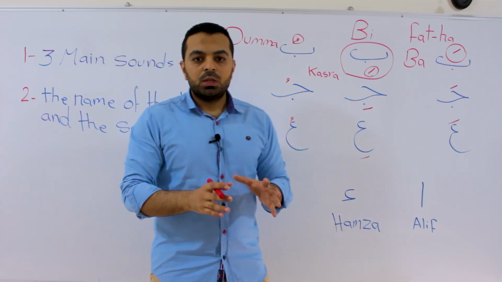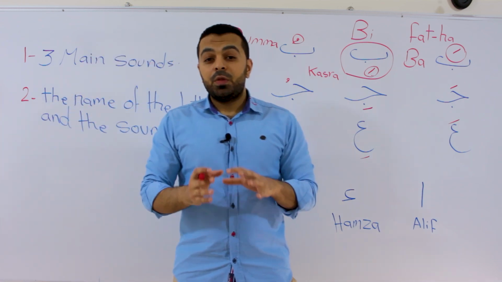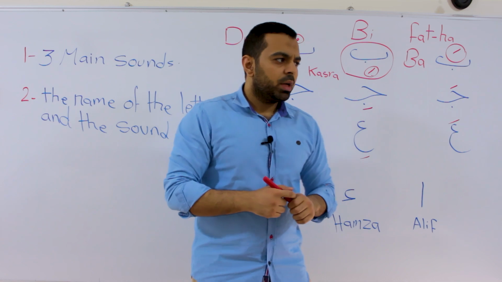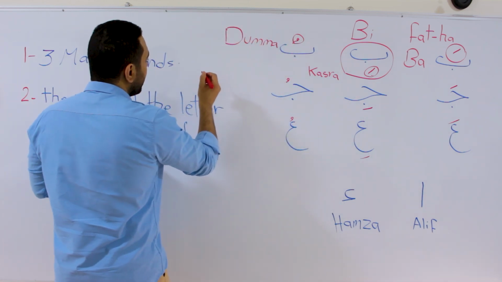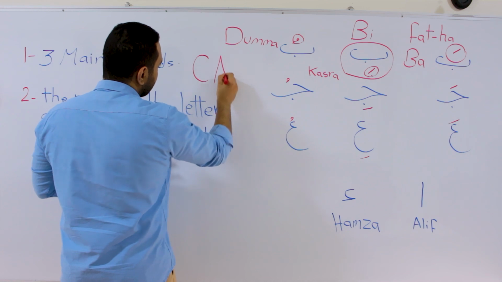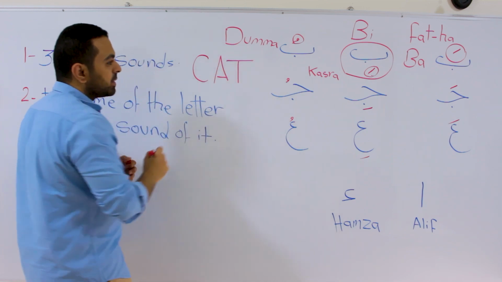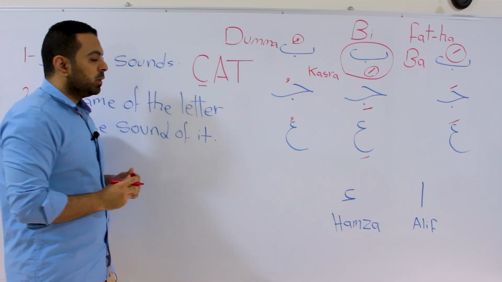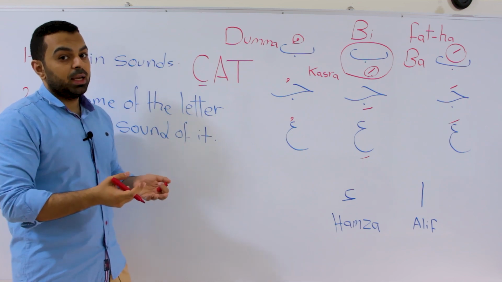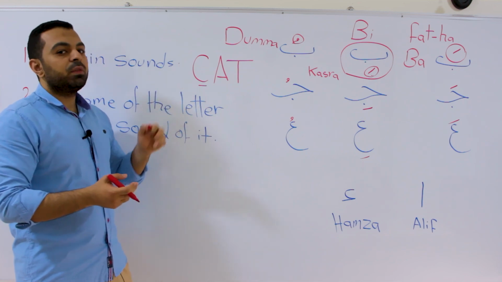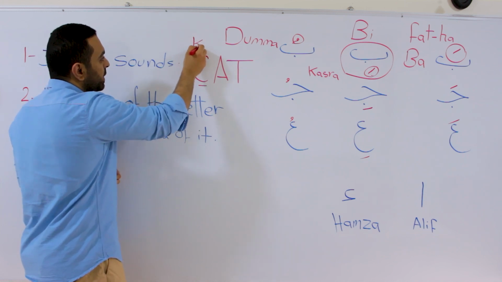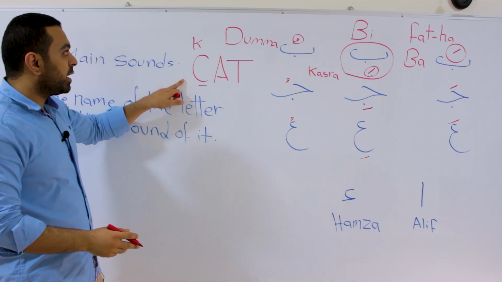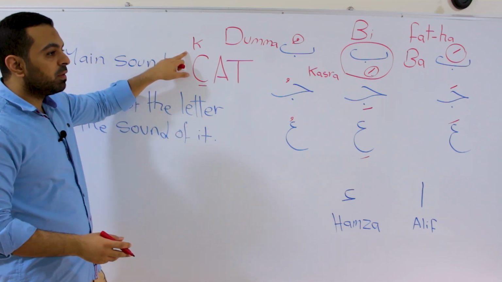The second information you need to know in this lesson is that there is a difference between the name of the letter and the sound of the letter. Imagine I write an English word like this: cat. If I asked you, what is the first letter? You will tell me it's C. Now, what is the sound of the first letter? The sound is K, because I'm saying cat. So the name of the letter doesn't have to be exactly the same as the sound of the letter.